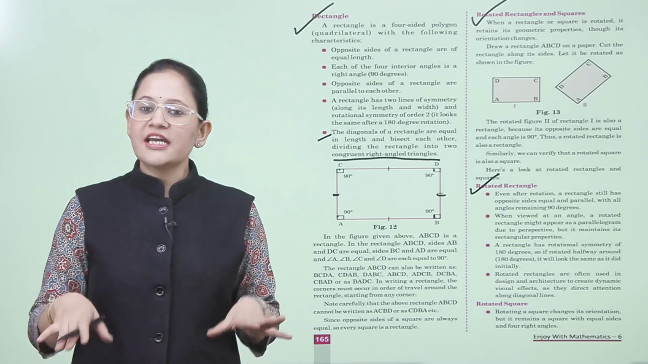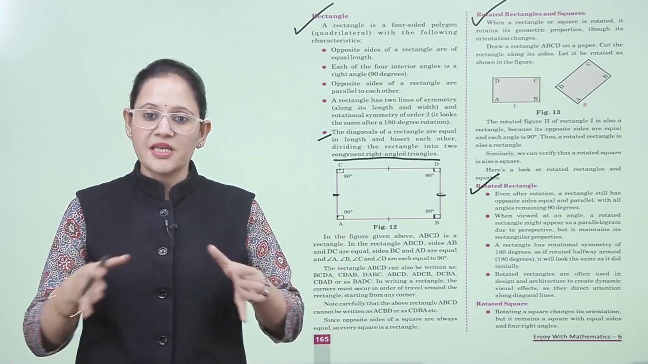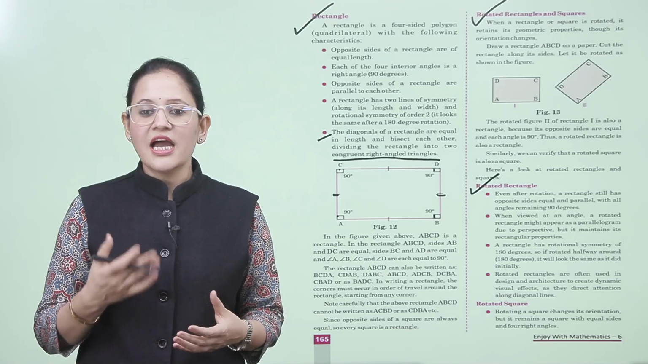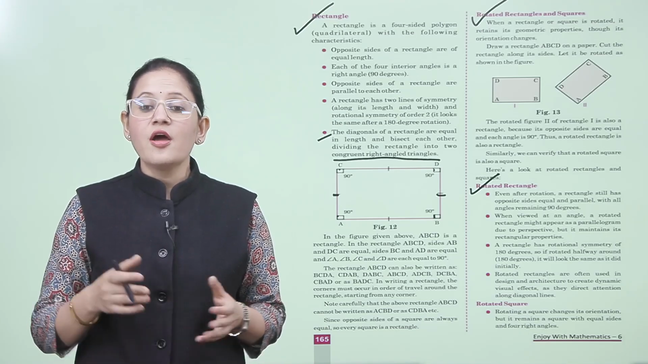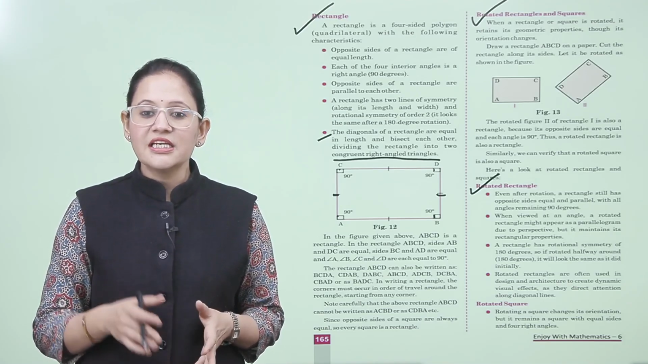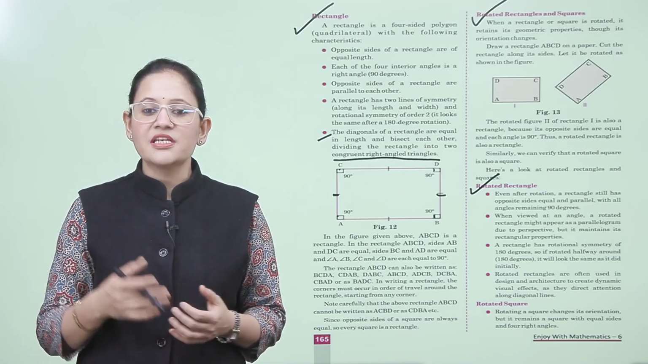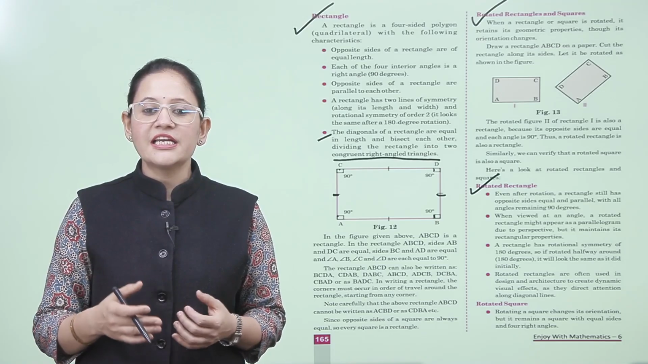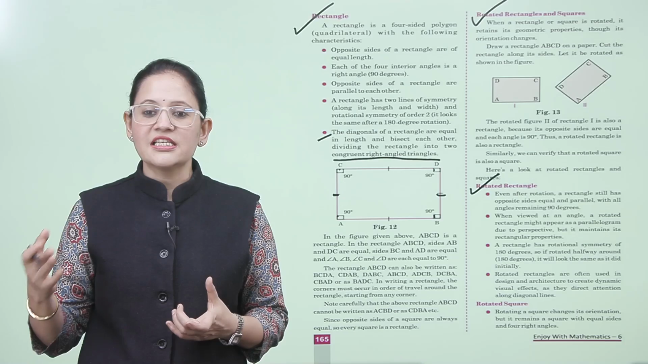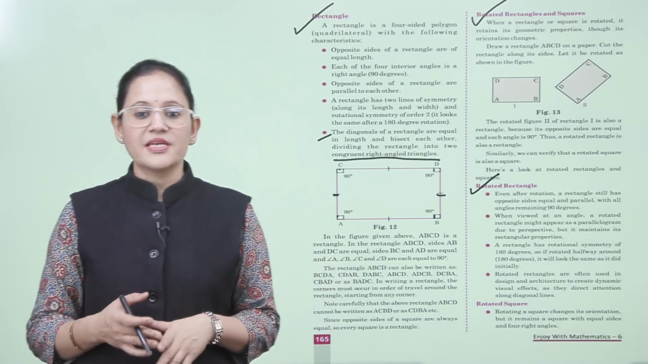Even after rotation, the rectangle still has opposite sides equal, so it will not change. The opposite sides will be equal and parallel with all the angles remaining 90 degrees. When viewed at an angle, the rotated rectangle might appear as a parallelogram due to perspective, but it maintains its rectangle properties. A rectangle has rotational symmetry of 180 degrees, so it rotates halfway around. It will look the same as it did initially. So, in a rectangle we have rotational symmetry of order 2.